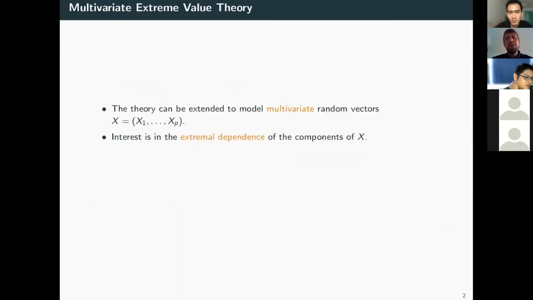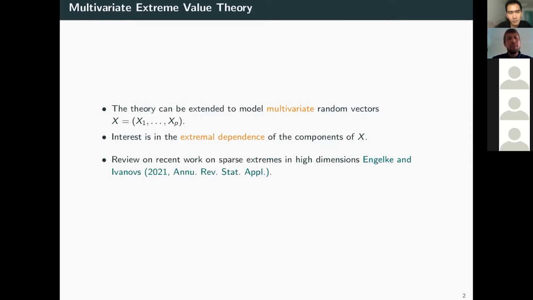While this was a univariate example, of course, one can think about multivariate problems where we have p variables and we want to understand the dependence between extreme values of the single components. A lot of work in multivariate extreme value theory is concerned with modeling extremal dependence of a random vector X. Nowadays, people are interested in going into higher dimensions, and there are many new methods for introducing sparsity in extremes. We've written a review article on some of these methods, which appeared in the Annual Reviews this year.